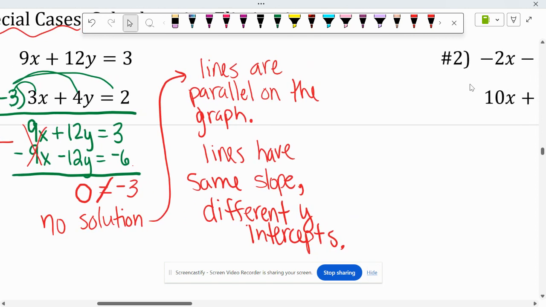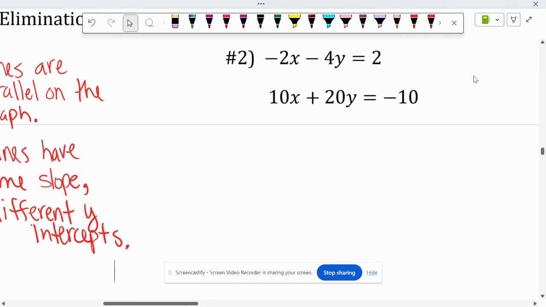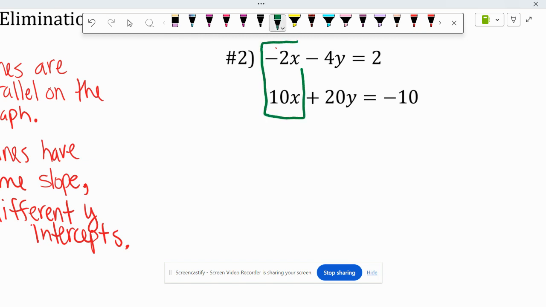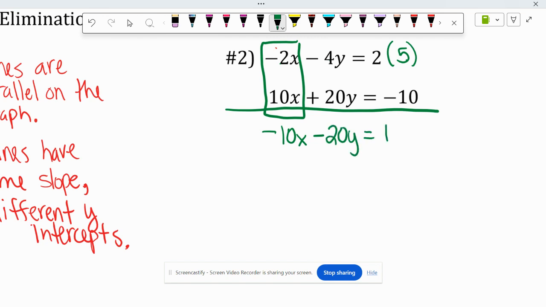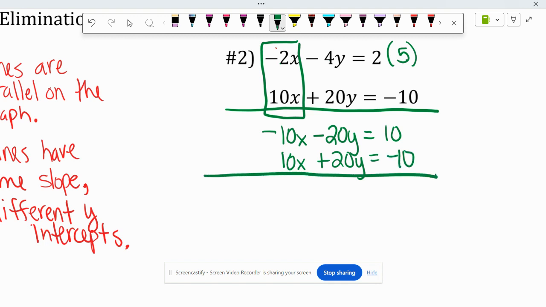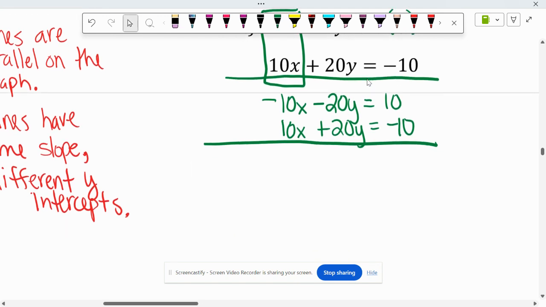Let's look at number 2. Okay, so if I wanted to eliminate the x's, what could I multiply by? I could multiply the first equation by 5. Let's do that. So 5 times -2x is -10x. 5 times -4y is -20y. And 5 times 2 is 10. And then I'm going to rewrite the second equation: 10x plus 20y equals -10. So what do we end up with?